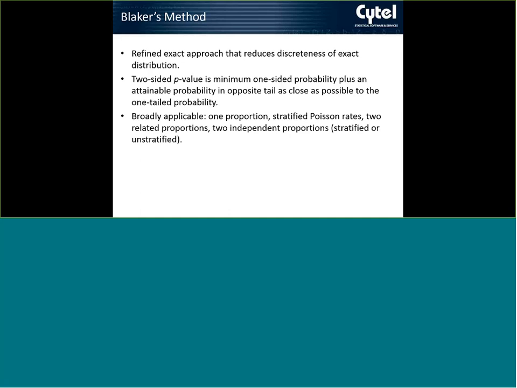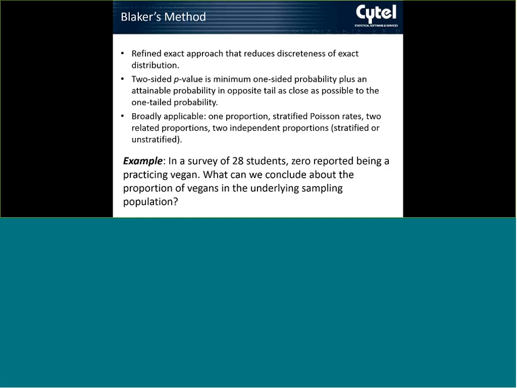It can be applied to one proportion, one Poisson rate, including stratified rates, related proportions, and independent proportions. And so it has kind of a broad impact, this option, across many different procedures that are already available in StatXact. So, for example, a professor surveyed 28 students, and 0 of those students reported being a practicing vegan. The question is, what can we conclude about the proportion of vegans in the underlying sampling population of these students?